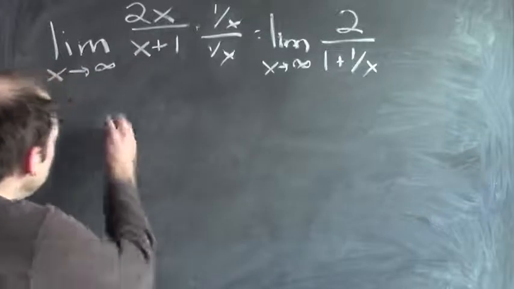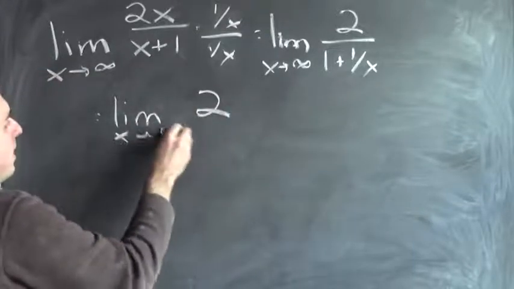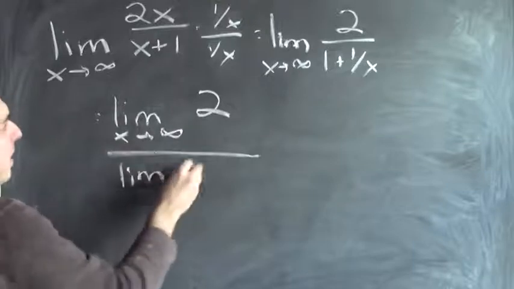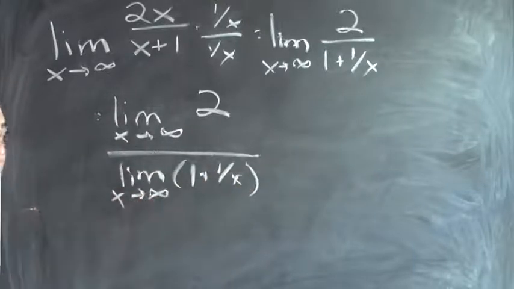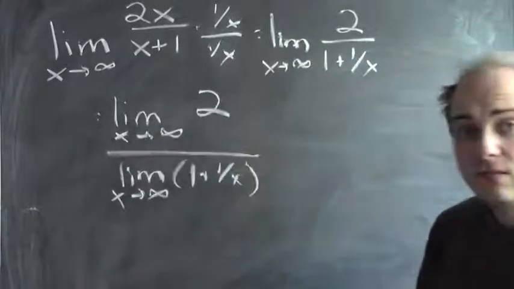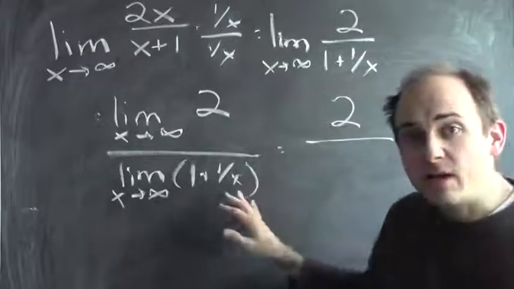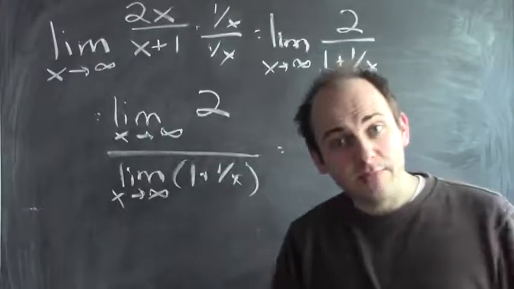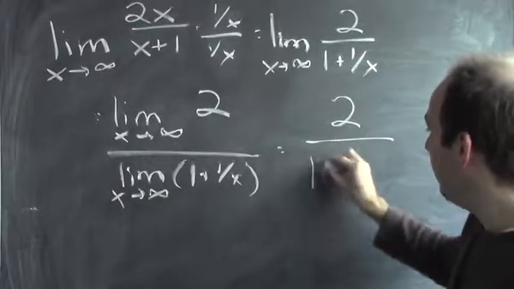This is the limit of a quotient, which is the quotient of the limits. It's the limit of 2, the numerator, divided by the limit of the denominator as x approaches infinity. The limit of the numerator is just the limit of a constant, which is 2. The limit of the denominator is the limit of a sum, which is the sum of the limits provided the limits exist. And they do. The limit of 1 is just 1.